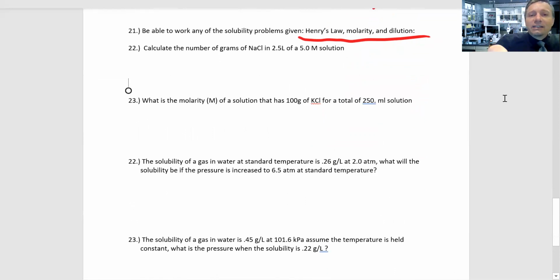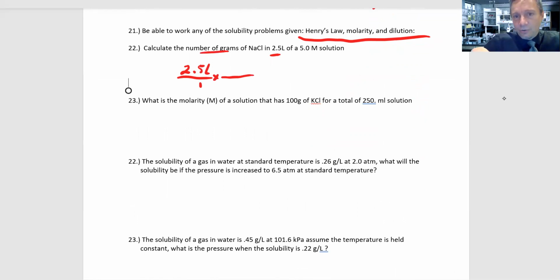All right, so this is already in liters right here. It says 2.5 liters. So I'm going to go 2.5 liters over 1. I'm going to solve for my grams here of NaCl. So I have a 5 molar solution. So that means I have 5.0 mole of NaCl in 1 liter. That's what that's telling me.